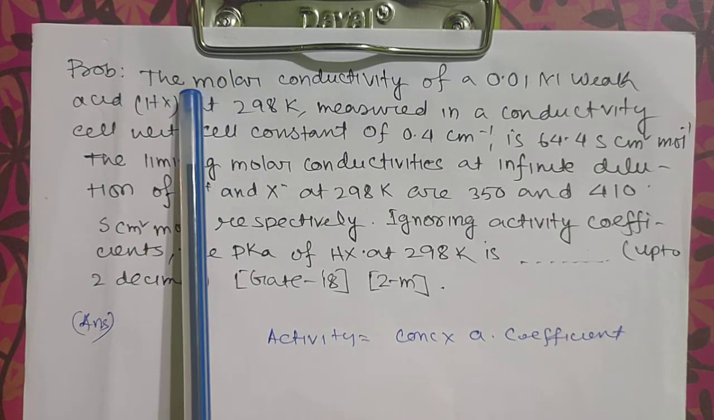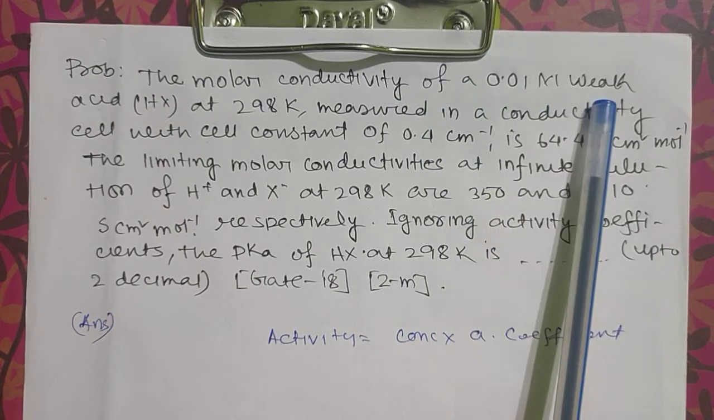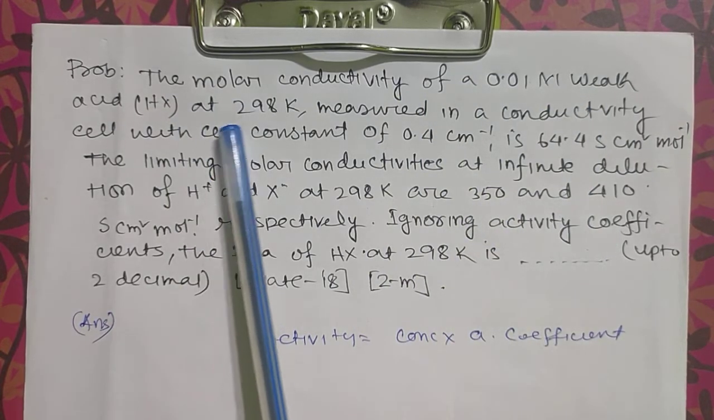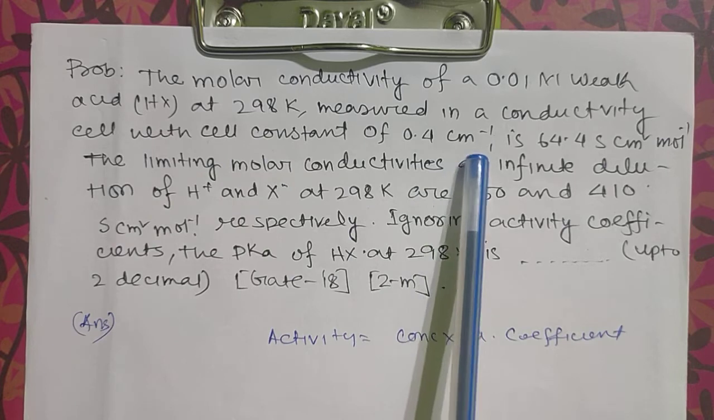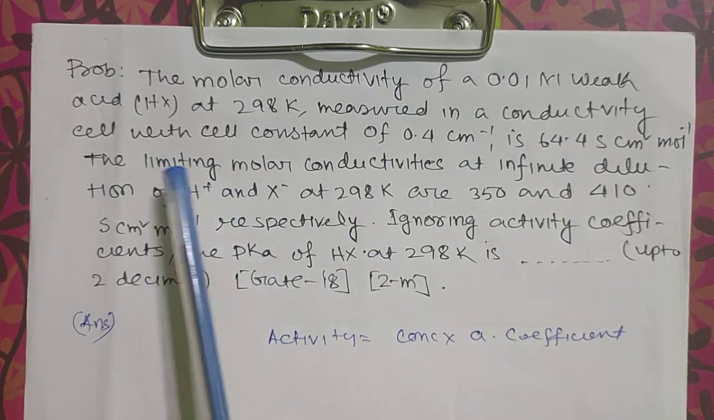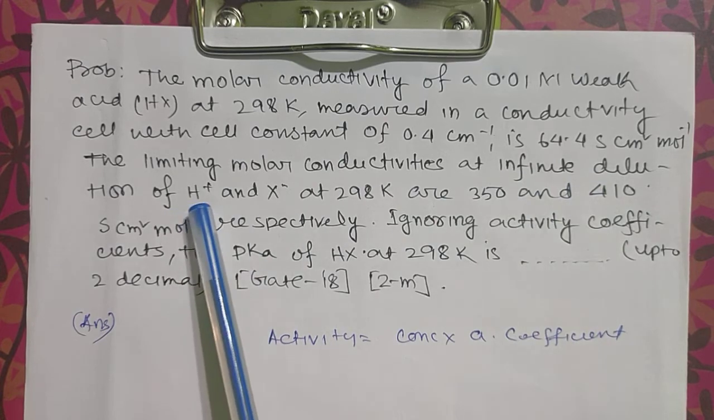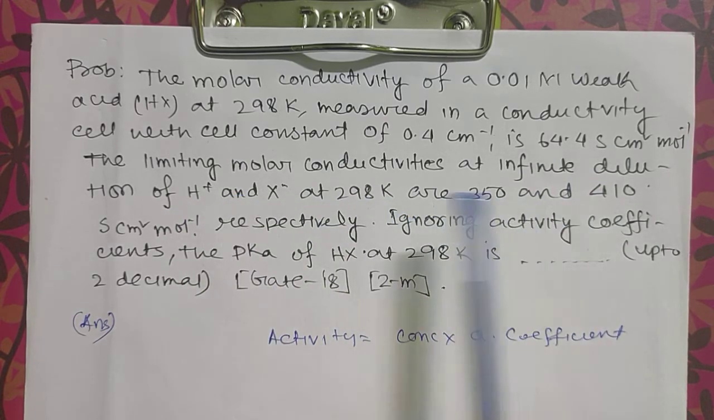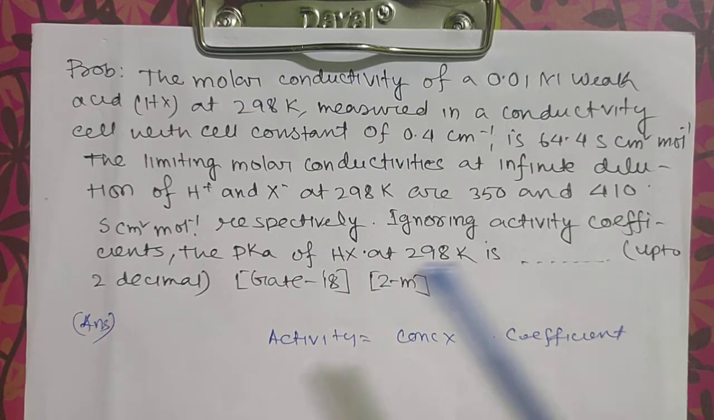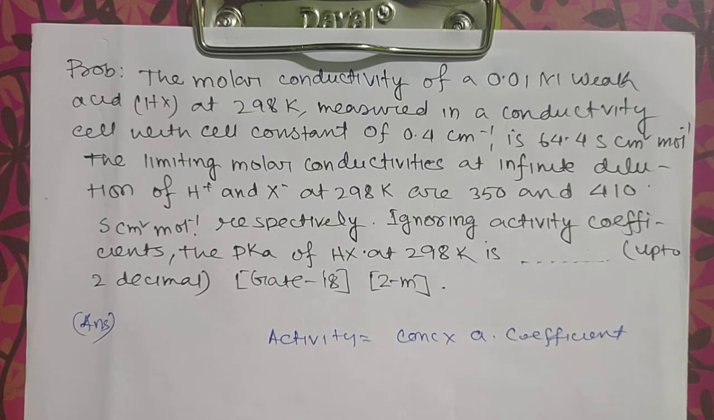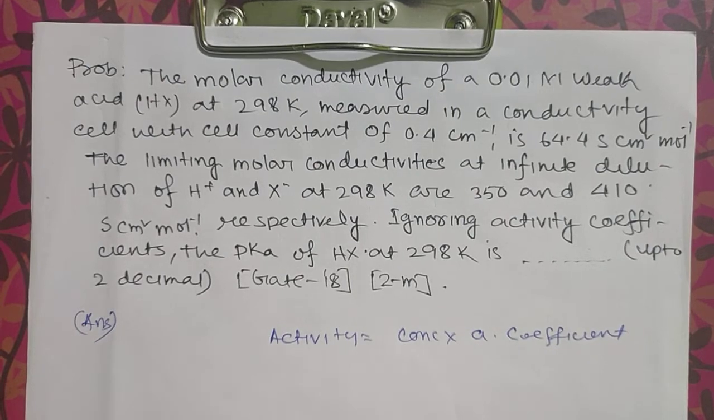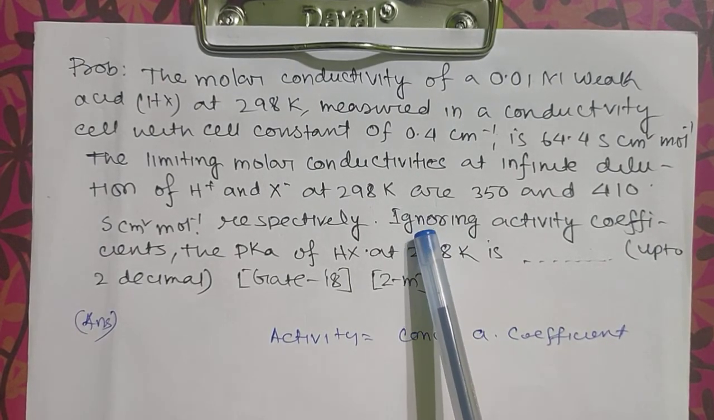So the problem is the molar conductivity of a 0.01 molar weak acid at 298 K, measured in a conductivity cell with cell constant of 0.4 centimeter inverse, is this one. The limiting molar conductivities at infinite dilution of this one and this one at 298 K are this one and this one respectively. So ignoring activity coefficients, the pKa of this acid at 298 K is this one. Okay, so they asked about the pK, up to 2 decimal places, right? And with 2 marks. So the main thing is that they told us to ignore the activity coefficient.